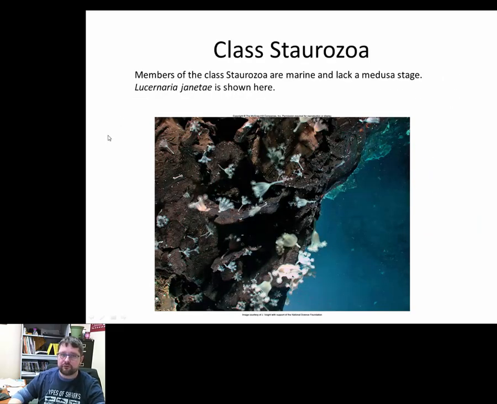Staurozoa is a group that has no medusa phase. Here you can see them. So it's just the polyp phase. They can do sexual reproduction, so it's not just asexual, but there is no medusa phase. The majority of them are not producing coral, but instead are just in the polyp phase. They're not producing calcium carbonate, and these are pretty common to see in marine areas.